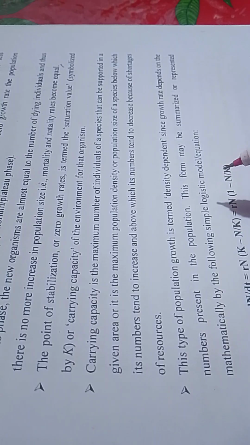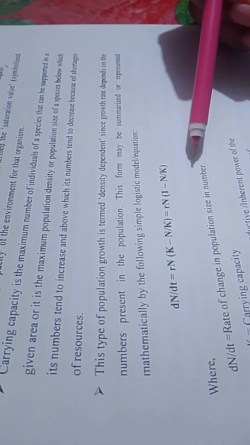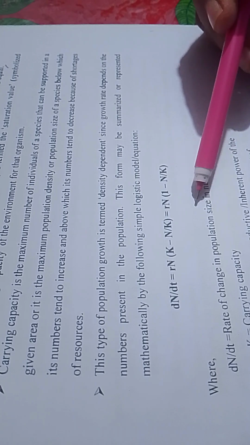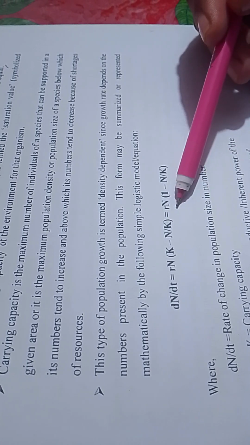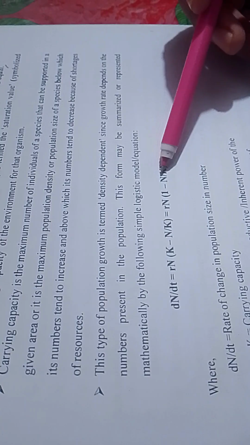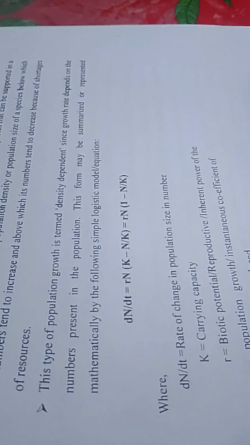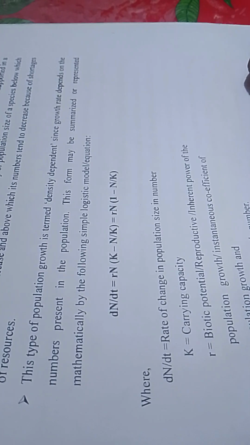This form may be summarized or represented mathematically by the following simple logistic model or equation. dN/dt = rN(K − N)/K, equal to rN(1 − N/K), where dN/dt is the rate of change in population size in number, K is the carrying capacity, r is the biotic potential, the reproductive inherent power of the population growth, N is the size of population in number, and (K − N)/K or 1 − N/K is environmental resistance.